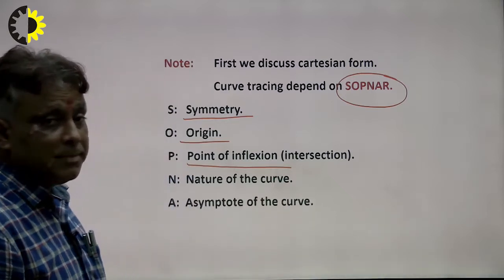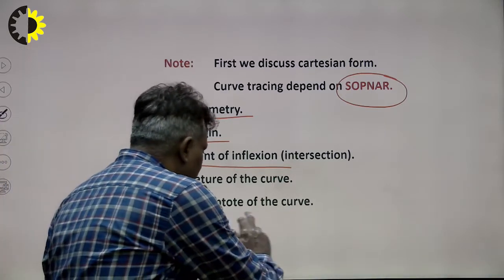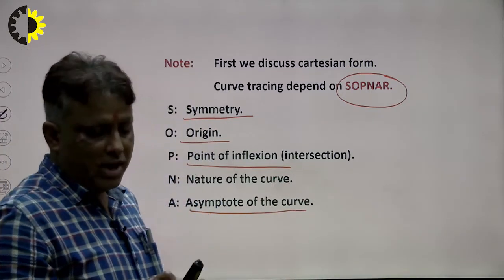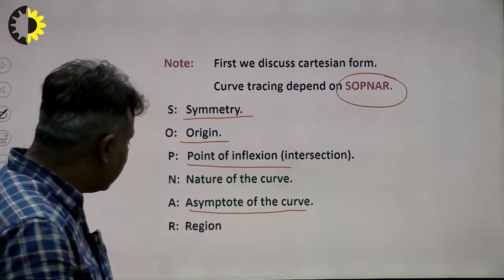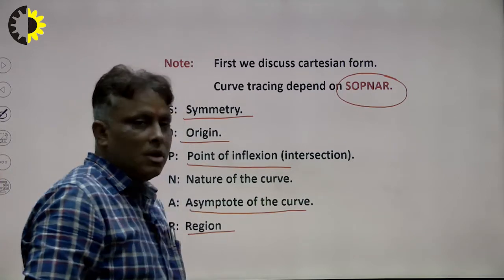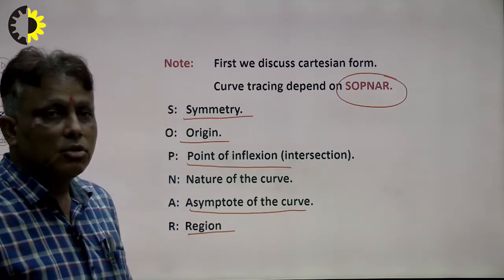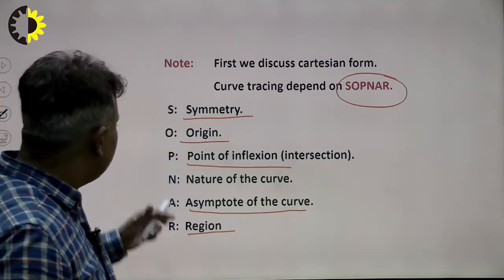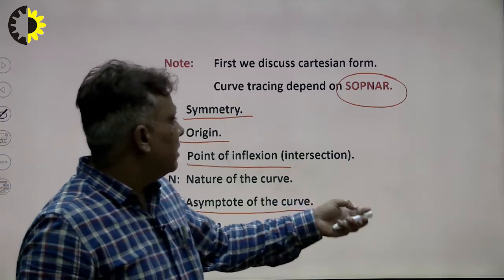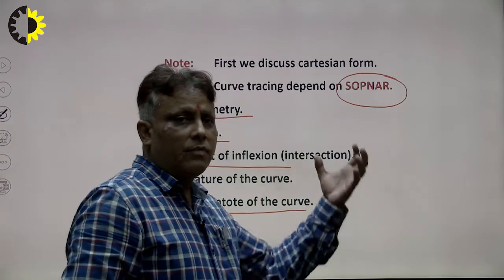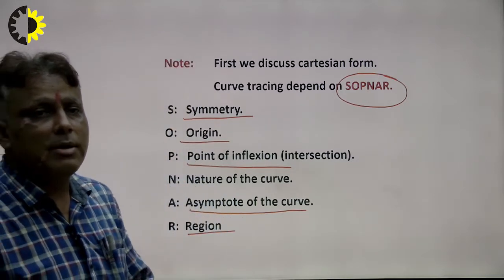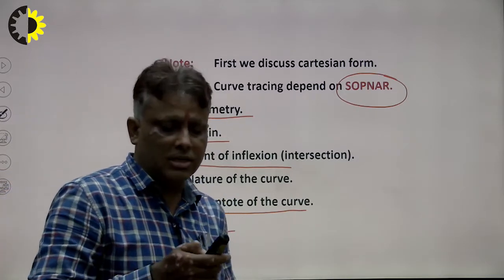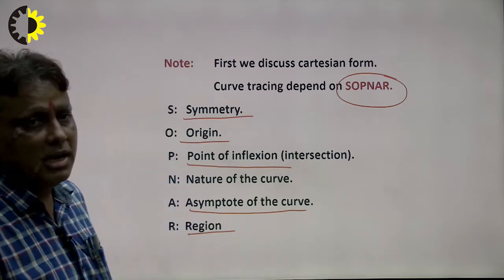Next, asymptote of the curve. A means asymptote of the curve. Asymptote means infinite tangent. I explain in the lecture. Next, region. What is region? Region means where the curve exists. So in this way I compile all these words into the short form SOPNAR. S means symmetry, O means origin, P means point of inflection, N means nature of the curve, A means asymptote, and R is the region.